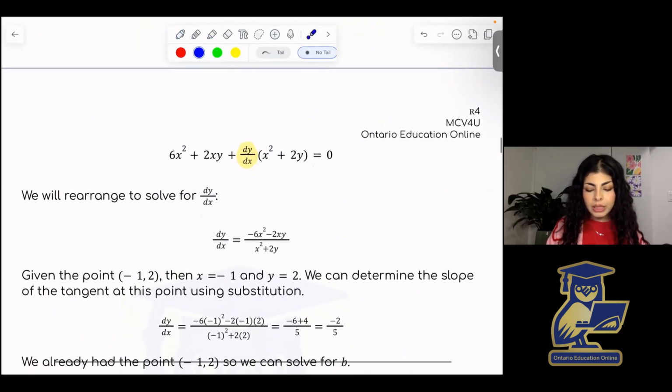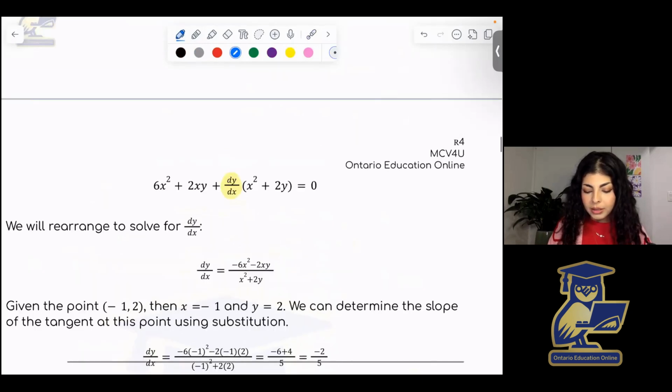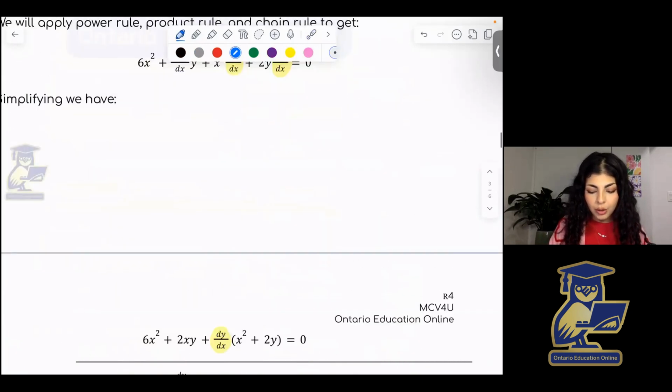And we are solving for dy by dx, so I'm just going to do a bit of rearranging now. So these two terms are now moved to the other side, so they're negative 6x squared minus 2xy, and we divide by that bracket there, x squared plus 2y. So then this is my derivative. And now I have my point, which was negative 1, 2.